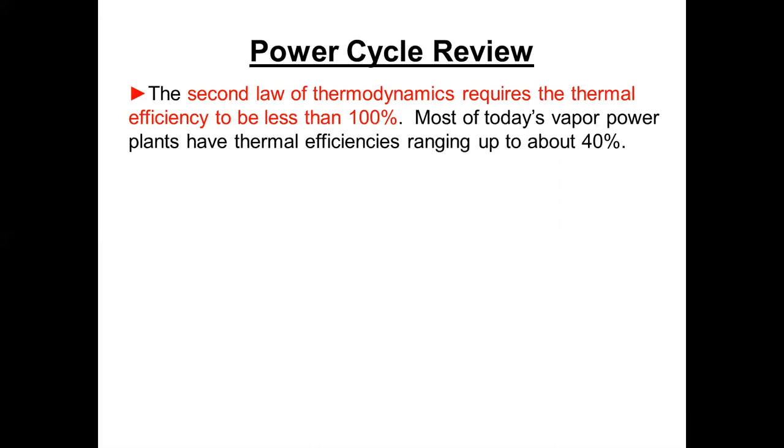Most of today's vapor power plants have efficiency ranging up to about 40%. We'll see that combined cycle plants, which would be the Brayton cycle mated to the Rankine cycle, have efficiencies that can exceed 50, 51, 52%. But most of the standard Rankine cycle plants, I would say the efficiency is between 31 to 35 on a good day, and very few of those supercritical units can approach 40. But most of the units are not supercritical in nature.